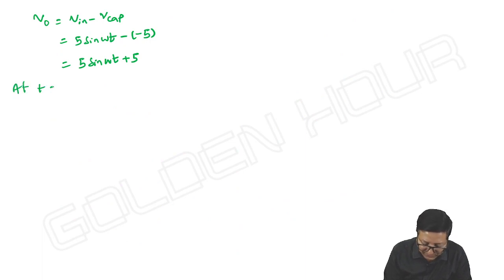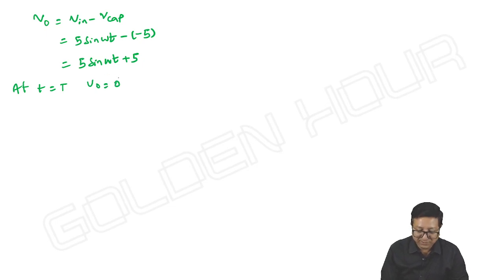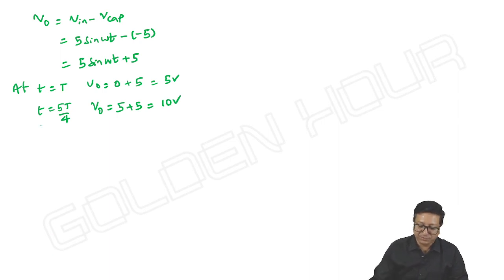So at t is equal to 3t by 2, right? At t, Vout is equal to, at the end of one full cycle, input is 0. Capacitor voltage is minus 5. 0 minus of minus 5 plus 5 volt. At 5t by 4, output is equal to, input reaches its peak amplitude. Capacitor voltage is minus 5. So 5 minus of minus 5 plus 10. Next, if you want, we can write it.